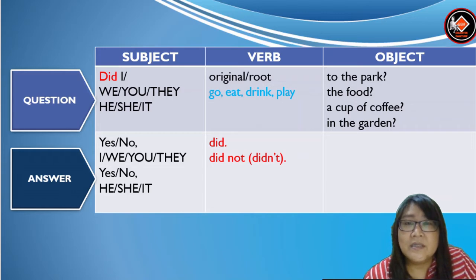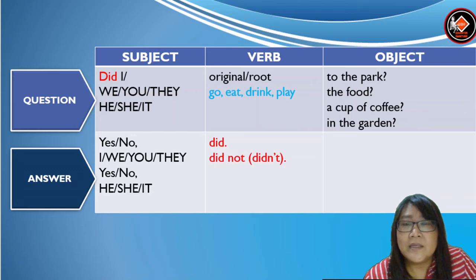So you can say, did I go to the park? Did you go to the park? Did we eat the food? Did they drink a cup of coffee? Did he drink a cup of coffee? Did they play in the garden? Did it play in the garden?